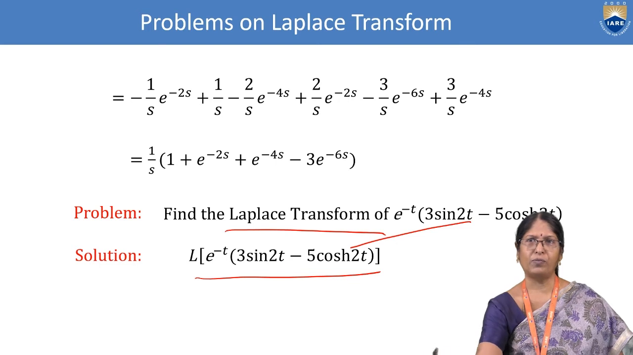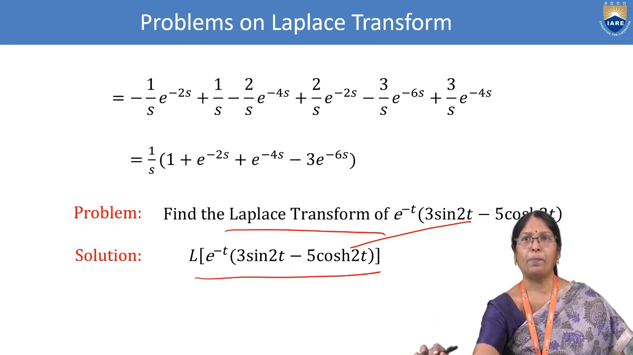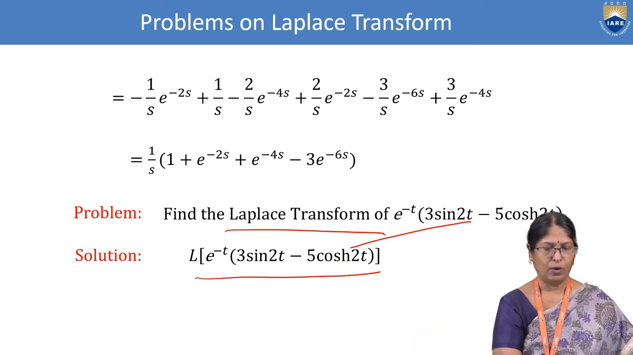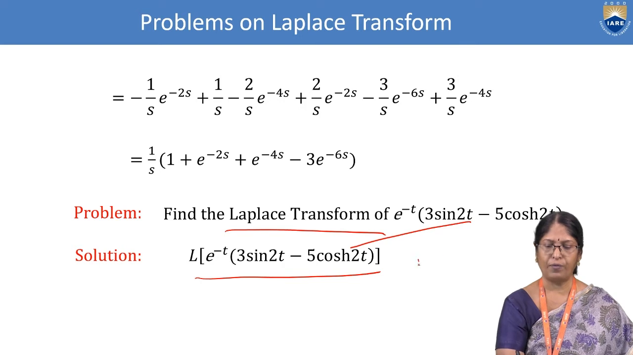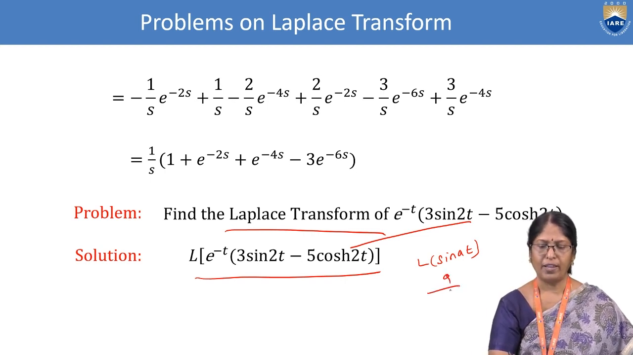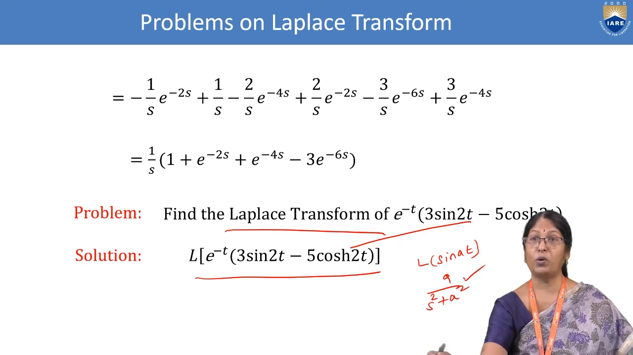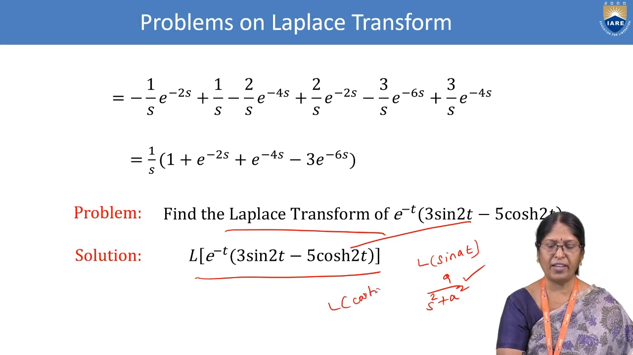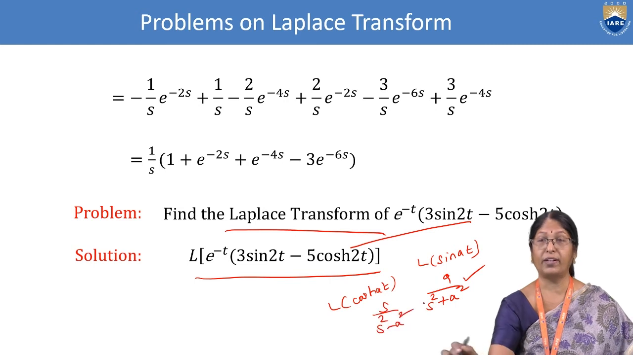Fine. Now, we have to think: what are the formulas available with us regarding Laplace transform? We should not immediately start solving the problem. First we will think for a fraction of a second. If it is only L of sin at, yes, very comfortable, the formula is there: a by s square plus a square. The job is over. If it is only L of cos h at, simple, s by s square minus a square is there.